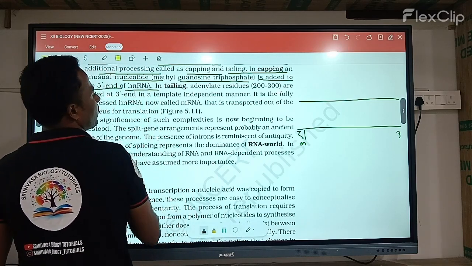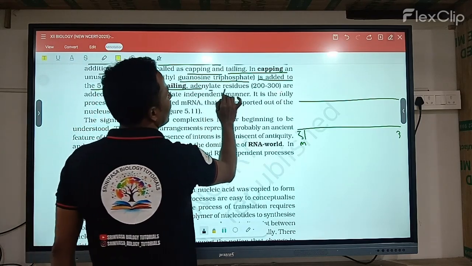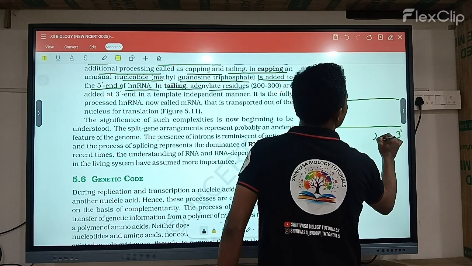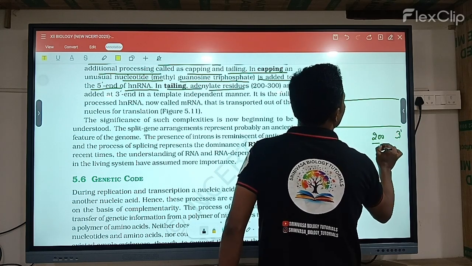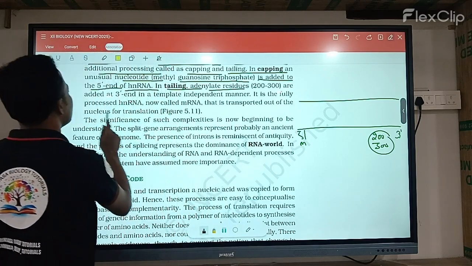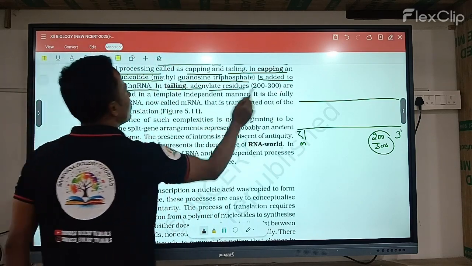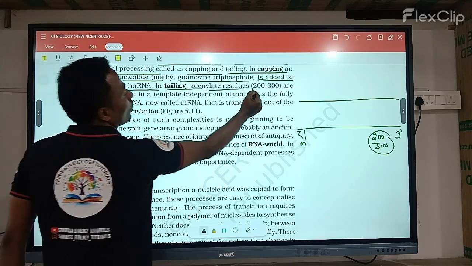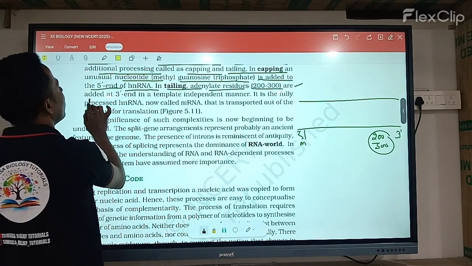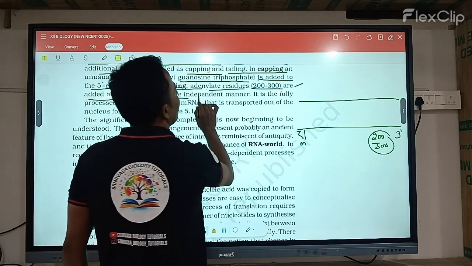That is the capping process. In this tailing process, adenylate residues are added. See here in the 3 prime region, around 200 to 300 adenylate residues are present at the 3 prime end, in a template-independent manner.